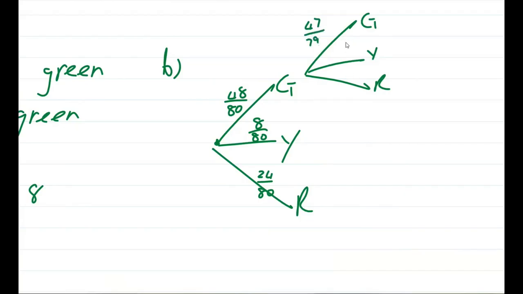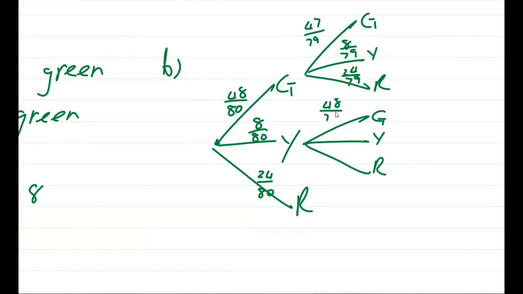Yellow? It's still 8 over 79. And red? 24 over 79. Good. Now let's say you picked a yellow one. What are the possible outcomes? Still green, yellow, and red, right? So what's the probability for choosing a green one on the second round? Green, 48 over 79. Yellow, 7 over 79. And red, 24 over 79. Very good.